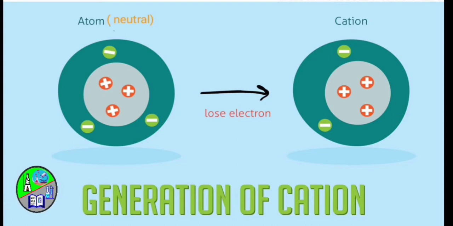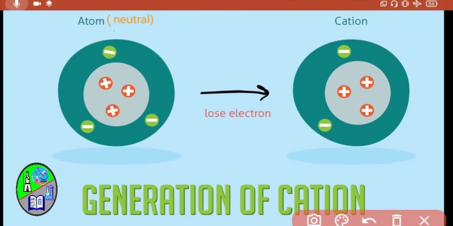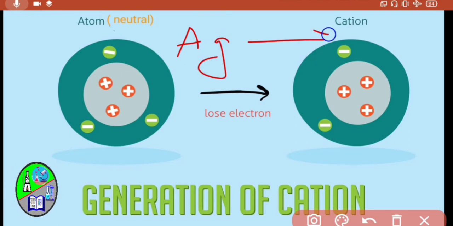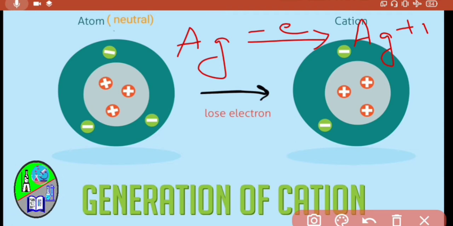For a cation to form, one or more electrons must be lost, typically pulled away by atoms with a stronger attraction for them. The number of electrons lost, and so the charge of the ion, is indicated after the chemical symbol. For example, silver loses an electron and becomes Ag plus 1. This is how it is represented.